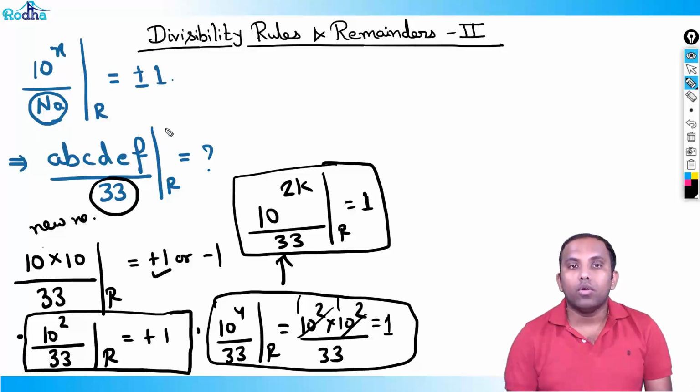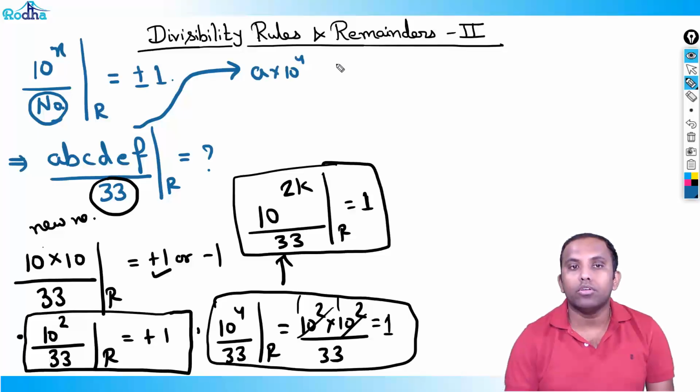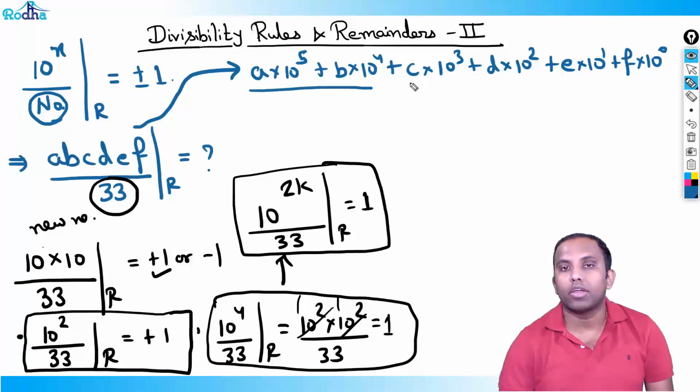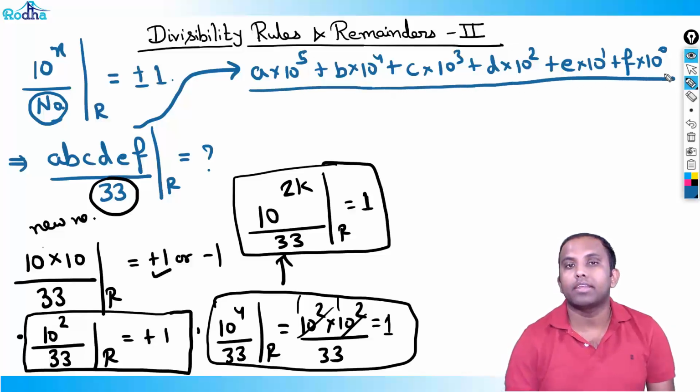Now A, B, C, D, E, F is a 6 digit number. If I break this number, how can you write it? A into 10 raised to 4. Sorry, it's a 6 digit number, so 10 raised to 5. So A into 10 raised to 5 plus B into 10 raised to 4 plus C into 10 cube plus D into 10 square plus E into 10 raised to 1 plus F into 10 raised to 0, divided by 33.